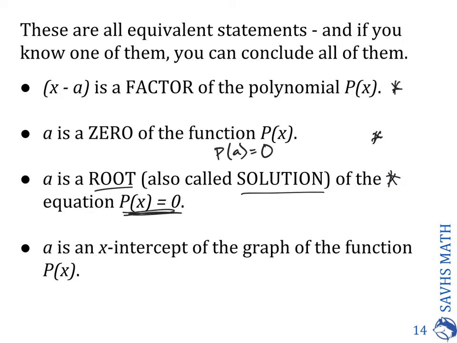The last part of this is a graphing thing, and it just says, if you know an answer to this equation, then that's where the graph crosses the x-axis. And that makes a lot of sense, because if the output is 0, then the x value has to be a solution to this equation. Okay, so we're going to use this in a second.